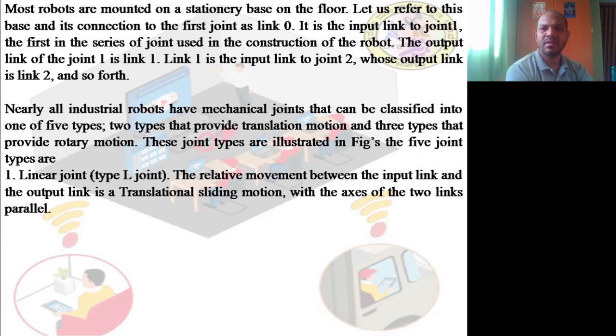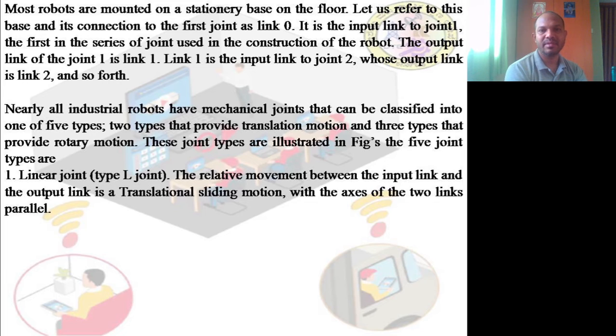Now, let us refer to this base and its connection to the first joint as link 0. It is the input link to joint 1, the first in the series of joints used in the construction of the robot. The output link of joint 1 is link 1. Link 1 is the input link for joint 2, whose output link is link 2, and so forth. It keeps going.